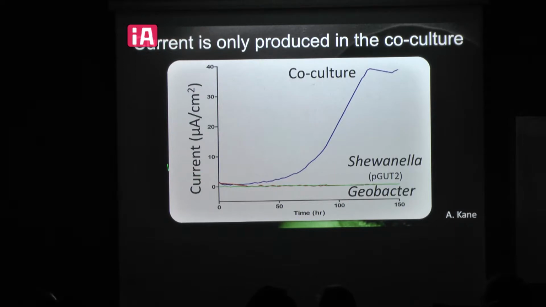So here we're looking at current over time. Again, these are the electrons from the turnover of these carbon substrates. Geobacter alone, nothing happens because it doesn't know how to eat the glycerol. Shewanella alone, it knows how to eat the glycerol, but it can't actually dispose of its electrons on the electrode. But in co-culture, we see current. And so we come up with some ideas about how the electrons might be moving between these cells.